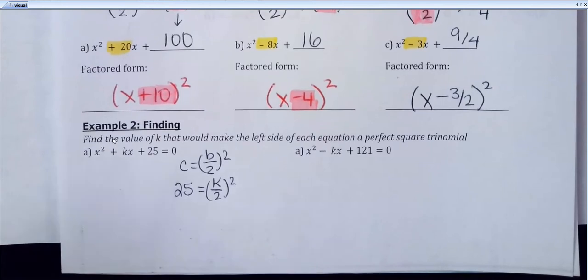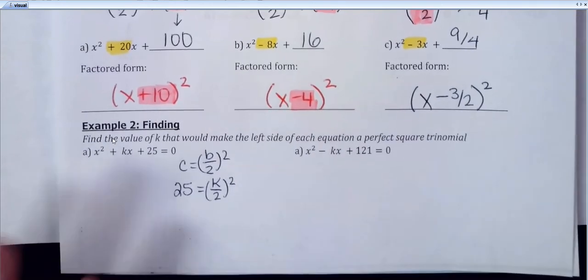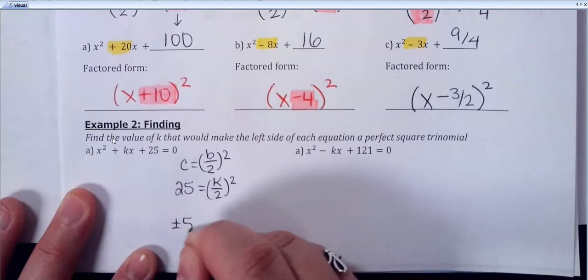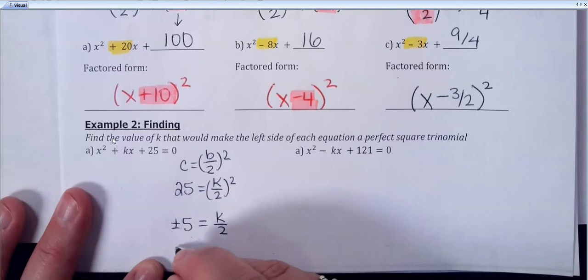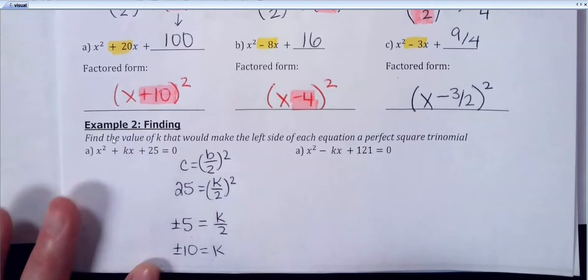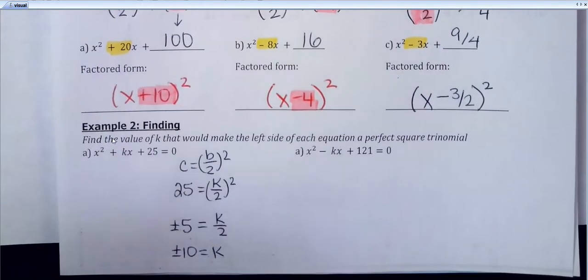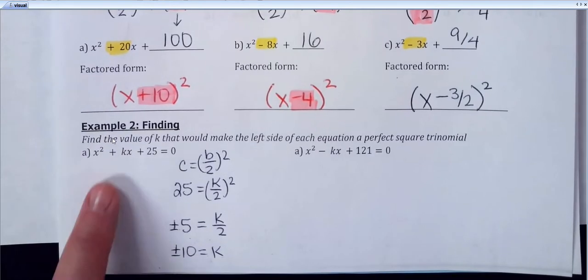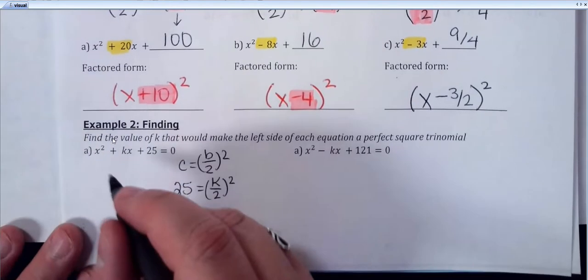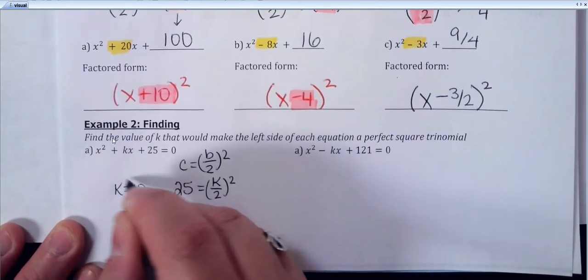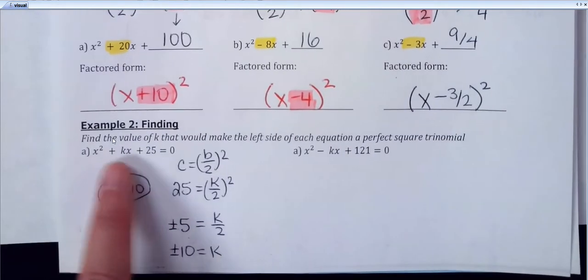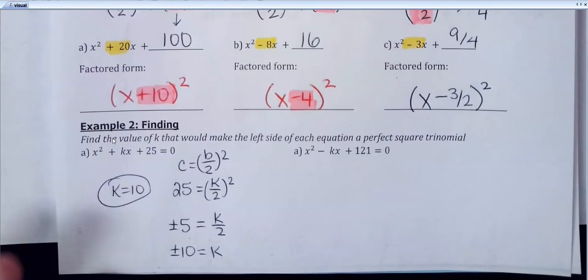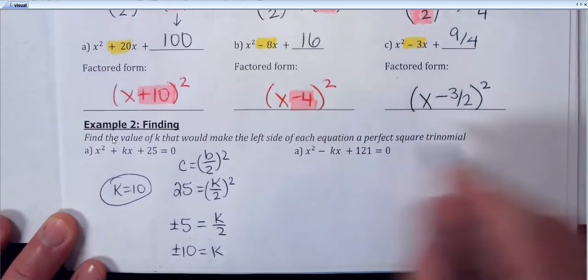So I would take the square root. Now, technically when I take the square root, I should put plus or minus 5, k over 2, and then multiply both sides by 2. So this would become plus or minus 10. There's actually two ways I could complete the square. In this particular case, it just says plus k, so k would be positive 10 here, but if it had the minus sign right in front of that, then it could be negative. It could be either one of them, but the way this is set up, I would just put in a 10.